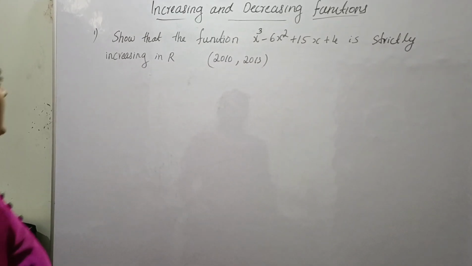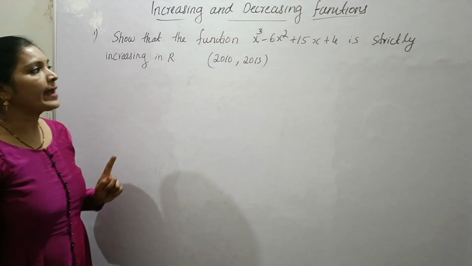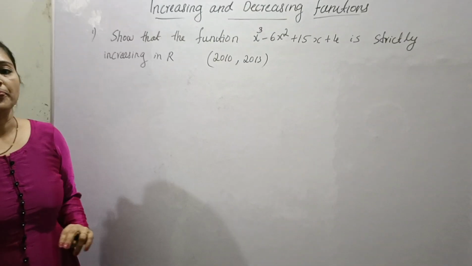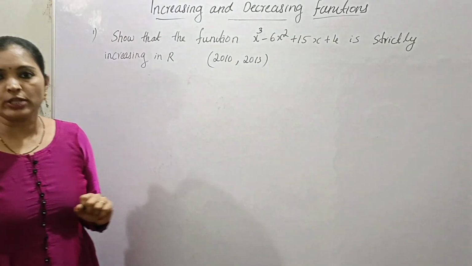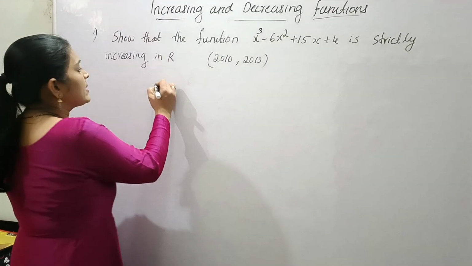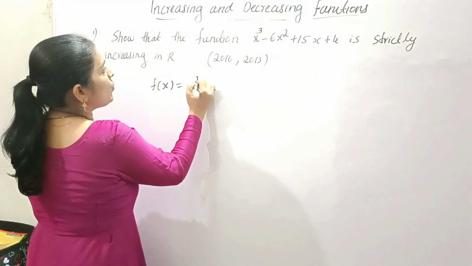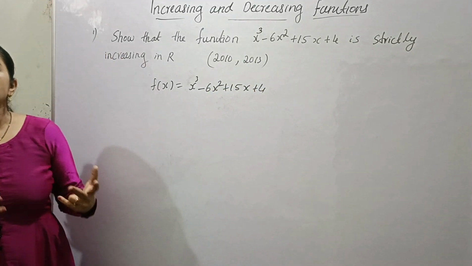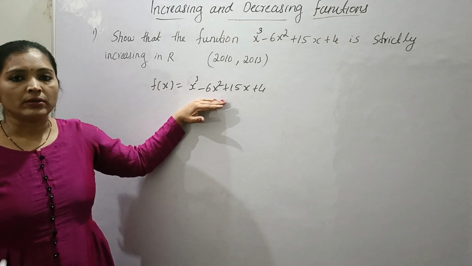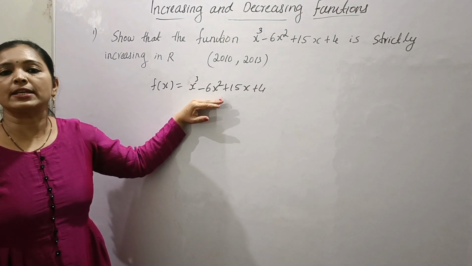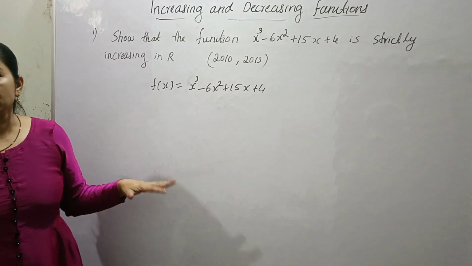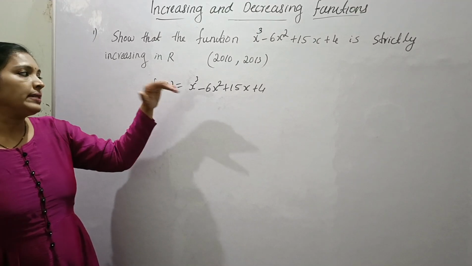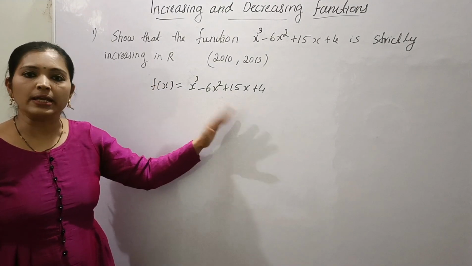Now let's go through some examples. First example: show that the function x cube minus 6x square plus 15x plus 4 is strictly increasing in R. Very important question, 2010-2013 question. Here the given function is f of x equals x cube minus 6x square plus 15x plus 4. For strictly increasing, we should get f dash of x greater than 0. If f dash of x is greater than 0, then the given function is strictly increasing.